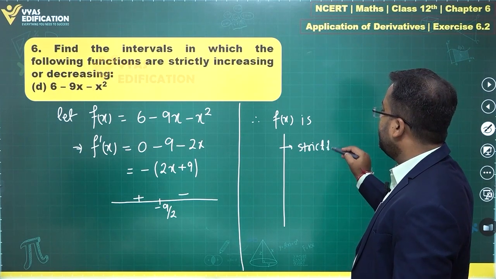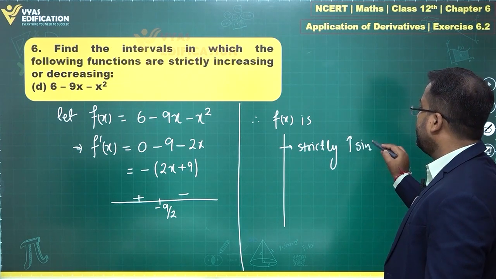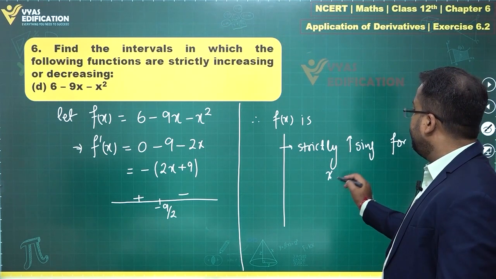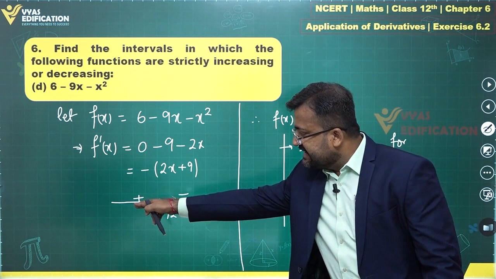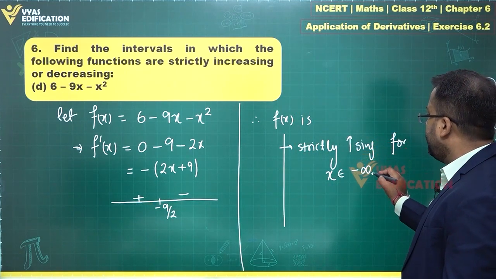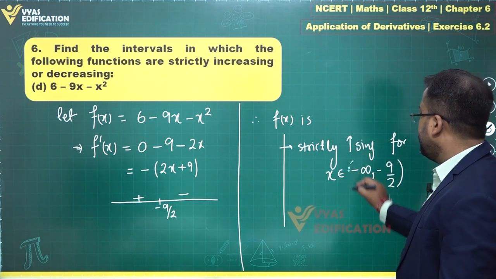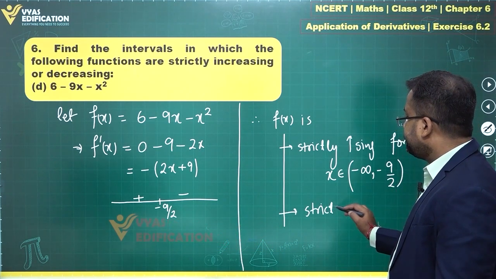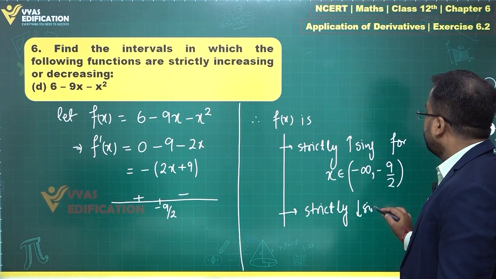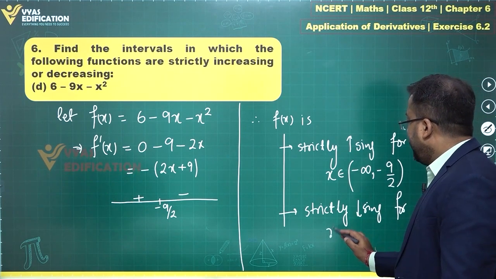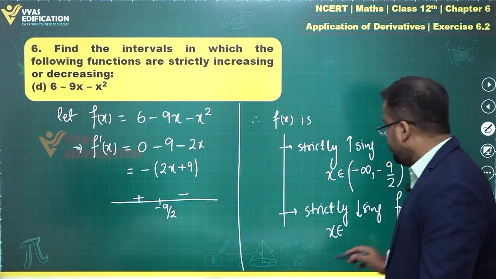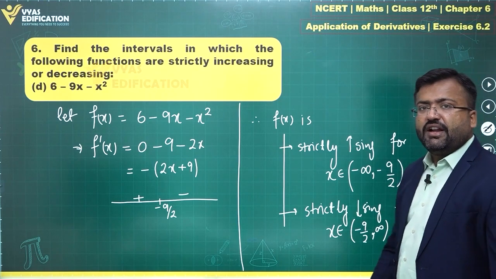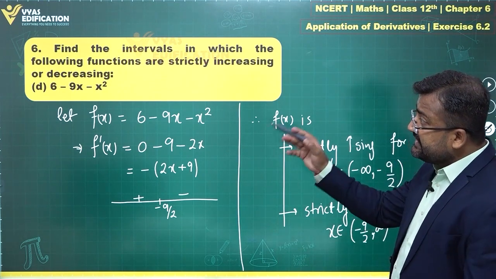strictly increasing for x belongs to which interval? Strictly increasing over here, that is -infinity comma minus 9 by 2. You can also say that f(x) is strictly decreasing for x belongs to this interval, which is minus 9 by 2 comma infinity. This is what you can comment, and that's the complete solution for this part D.